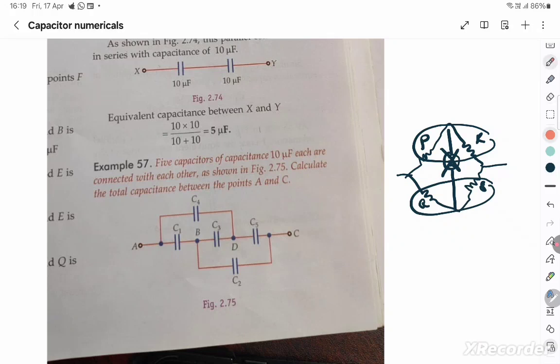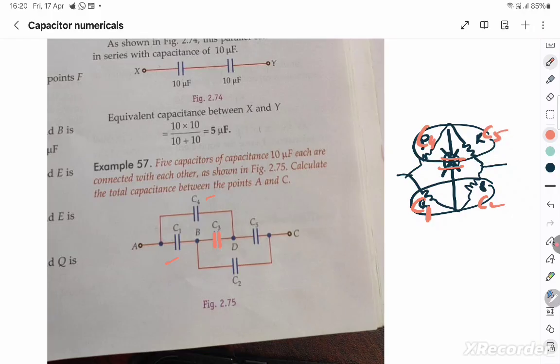If you see that this C3 is where the galvanometer is in this position, and you know this is C1, this is C1, and this is C4, the C1 and C4, and this is C2 and this is C5.